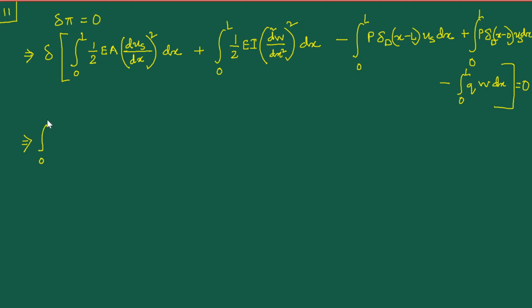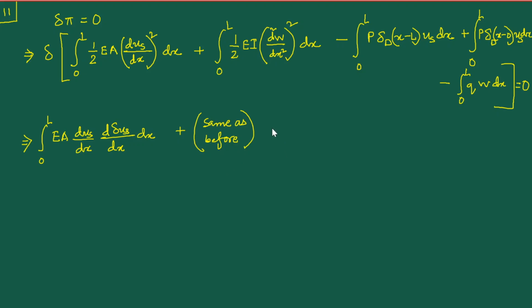So for the first term, what I'll have is EA dus dx, then d delta us dx, plus, I'm going to write this as same as before, because I'll end up with quite a few terms here. I don't want to clutter up my writing space here.